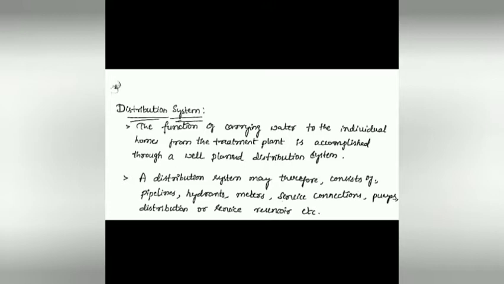It is distributed completely and systematically through the proper distribution system. So, the function of carrying water to the individual homes from the treatment plant is accomplished through a well planned distribution system. This is why a good distribution system is needed in order to achieve a good supply to the public. A distribution system may therefore consist of pipelines, hydrants, meters, service connections, pumps, and distribution or service reservoirs. These are all the things that will be connected in between the pipelines for effective supply of the water.